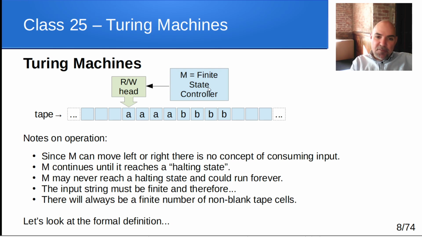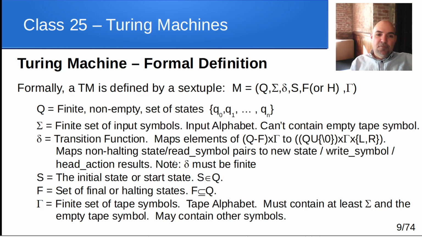And note that that has to be finite, that this is a finite thing. You can't have an infinite-sized controller, and you can't have an infinite-sized input, and you're never going to have an infinite-sized number of non-blank symbols on the tape. So this is still a finite machine. All right, here's the formal definition.